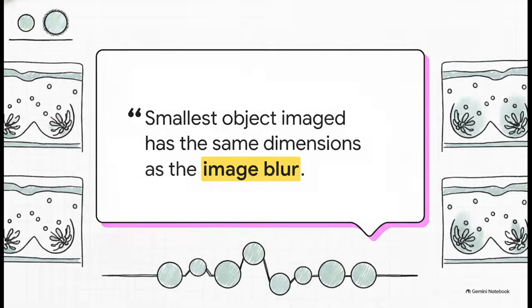Image blur. This brings us to a fundamental, unbreakable rule of medical imaging. The smallest object or detail that can be imaged has approximately the same dimensions as those of the image blur. Basically, image blur physically caps your resolution. It ruins your contrast and your detail all at once. If your blur dimensions are larger than the tiny microcalcification you're desperately trying to find, the blur is just going to swallow it up entirely. You won't even know it's there.